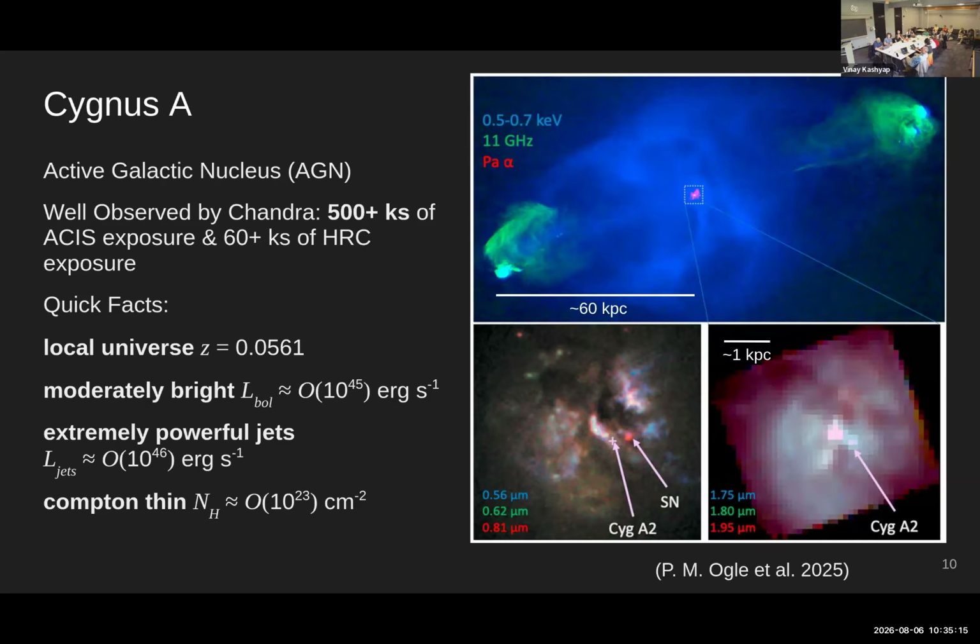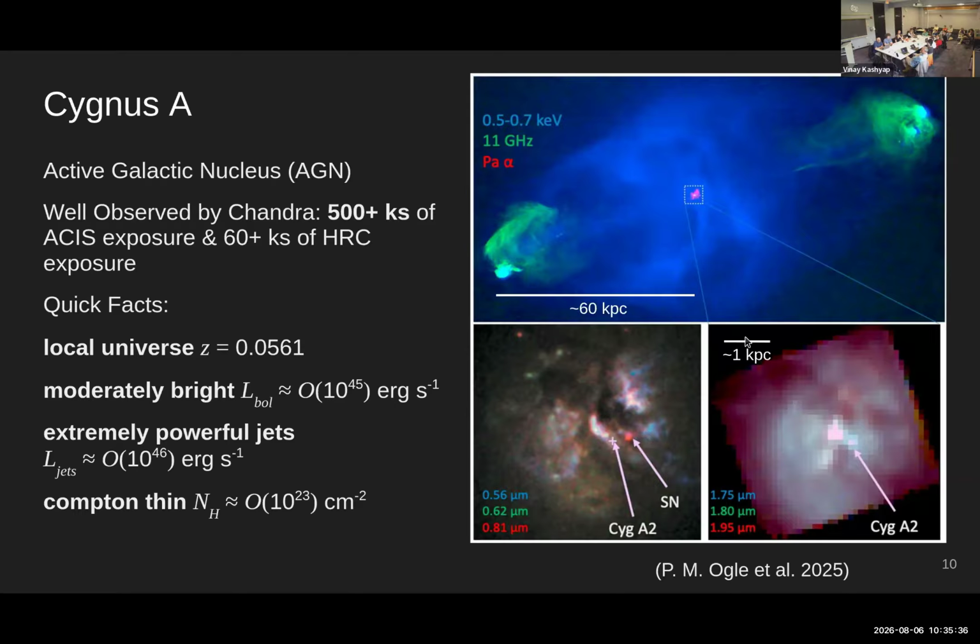It's also been well observed in other bands. In the top image I was showing radio in green and the Chandra observations in blue, whereas below we have Hubble imaging on the left and JWST imaging on the right.